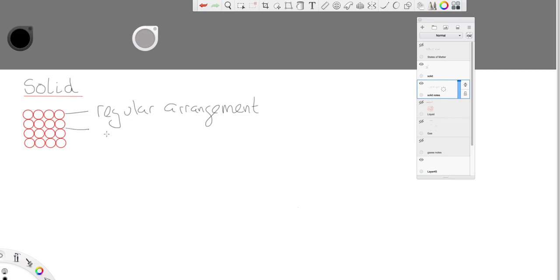Note they're touching. That's important because that makes solids incompressible. You cannot squeeze a solid. You can squeeze the empty space between atoms or molecules, but you can't squeeze solid particles or liquid particles or gas particles. So because they're touching, this solid cannot be squeezed into a smaller volume. So that's one of your key properties of a solid.